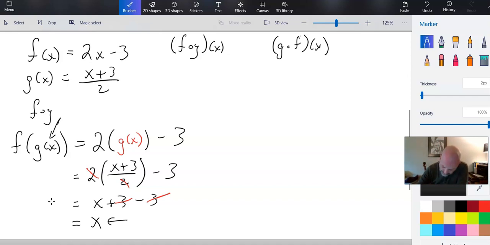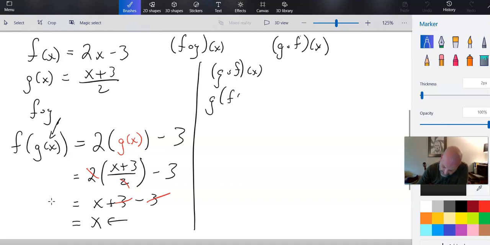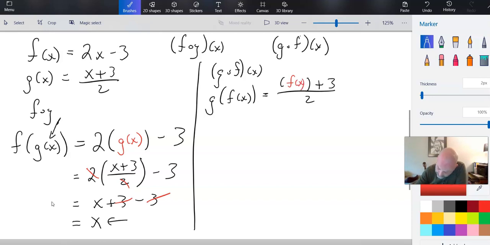Now, if we look at this the other way, G composed with F, that's G on the outside, F on the inside. G is our first one, so I'm going to take my input, add 3 to it, and then divide that answer by 2. Well, my input is F. Let's see what we get. I know what the expression for F is. Oh, that didn't switch colors.